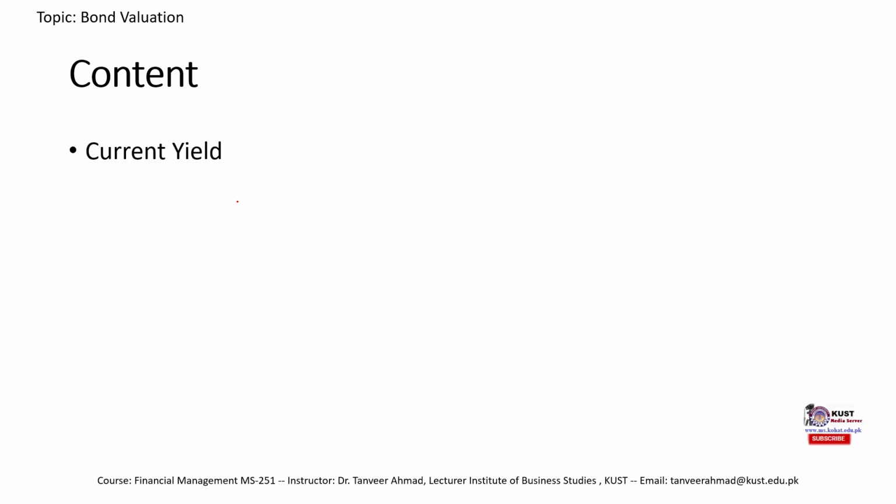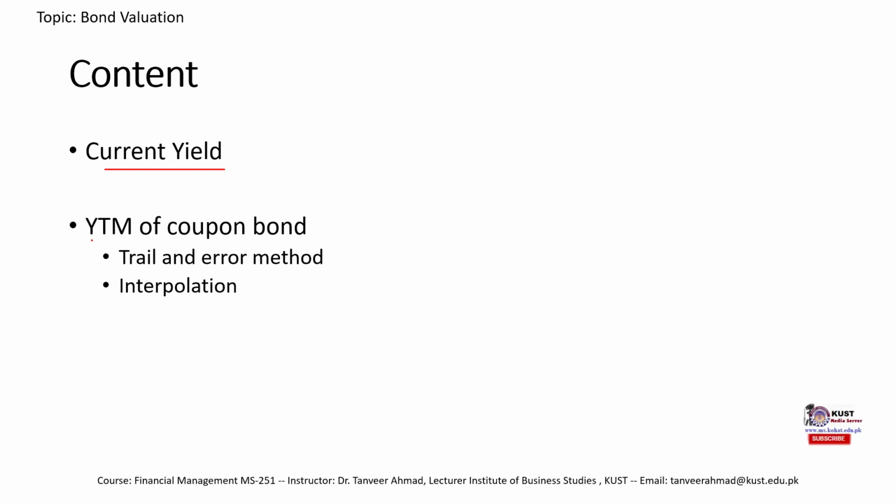In this lecture we would understand what is current yield and how do we calculate it. Then we would understand how do we evaluate or estimate the YTM of a coupon bond. Previously we have discussed how to estimate the YTM of a zero coupon bond and how to find the value of a zero coupon bond, and then we have also discussed how to calculate the value of a coupon bond.